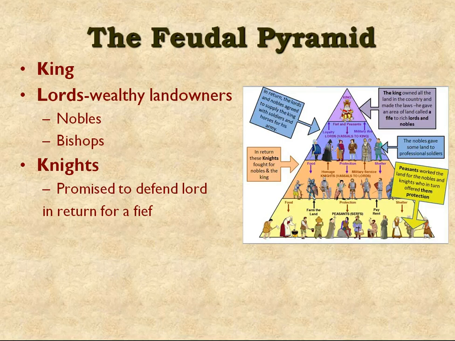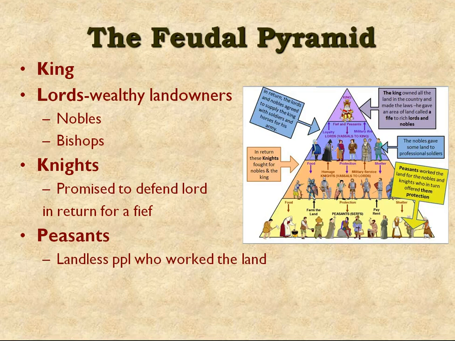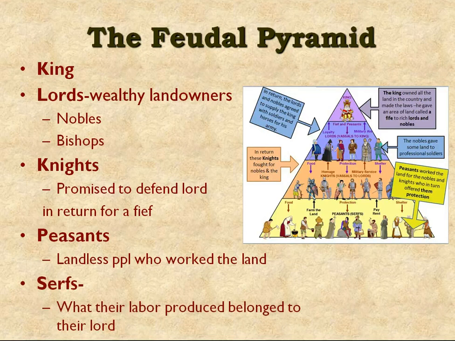Oftentimes, the knights were the sons of upper lords, and they practiced something called chivalry, which we'll talk about in just a minute. Below them, you have the peasants. These are landless people. They are not of noble blood, therefore they are not a vassal. They cannot hold a fief. Then you have the serfs. The serfs, as we mentioned before, are the lowest class. They are bound to the land. They are provided with food. Everything that they produce goes directly to the Lord.